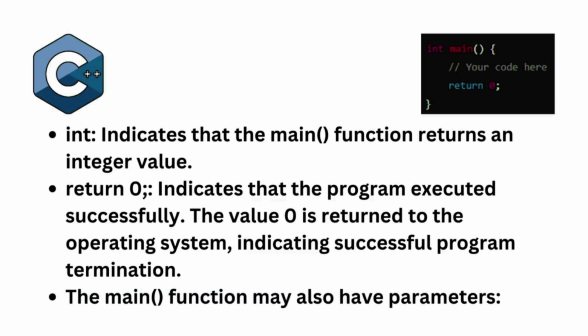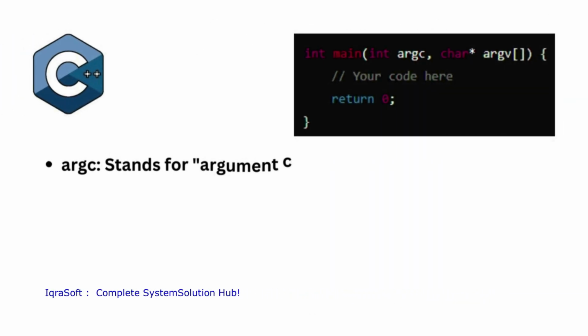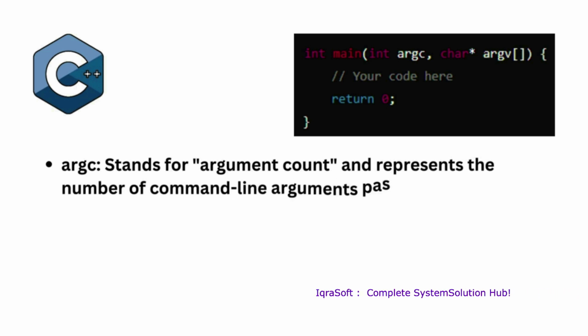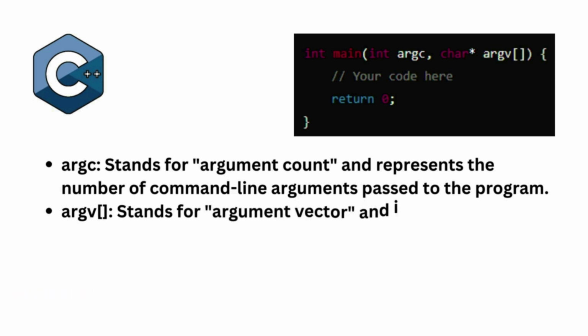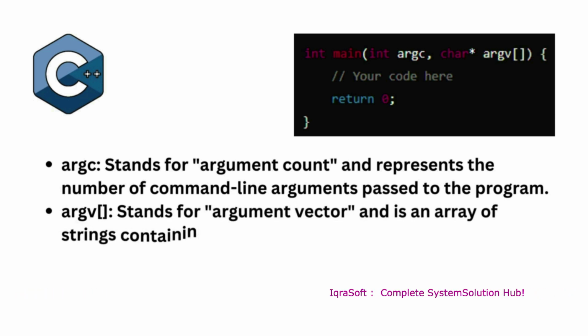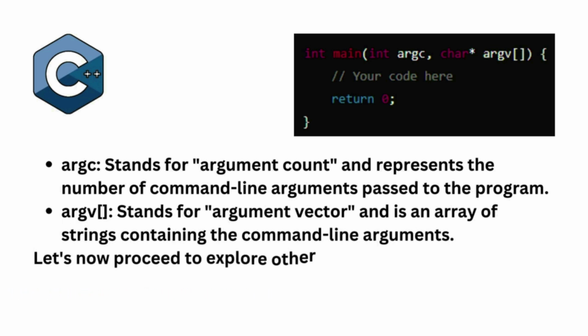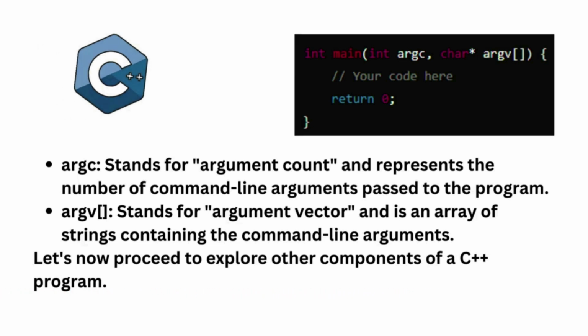The main function may also have parameters: int main(int argc, char* argv[]), your code here, return 0. Argc stands for argument count and represents the number of command line arguments passed to the program. Argv stands for argument vector and is an array of strings containing the command line arguments. Let's now proceed to explore other components of a C++ program.